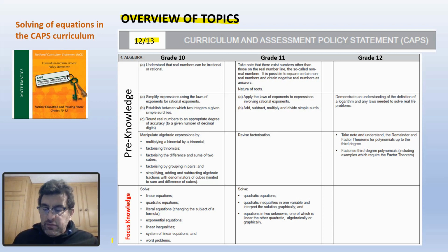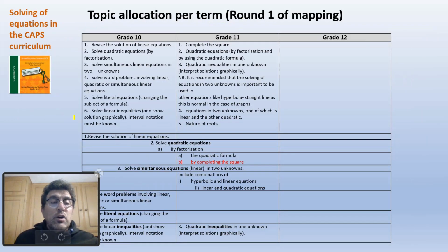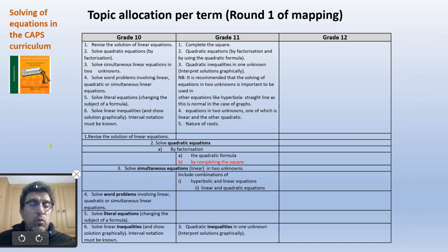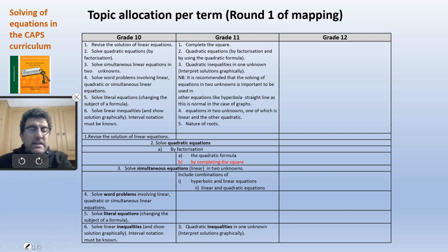Okay, so if we look at that focus knowledge now, and we see what the curriculum looks like over here. I'm just going to move myself out of the way there. Let me move myself into that little space, and I'm going to fetch my highlighter again. There we go, I have my highlighter. So I've got grade 10, grade 11, and grade 12 in 3 columns. Now I suggest you do that. Okay, so this is what I call round 1 of the mapping.